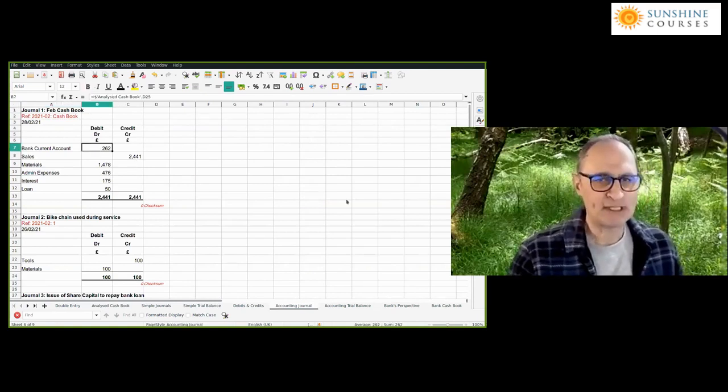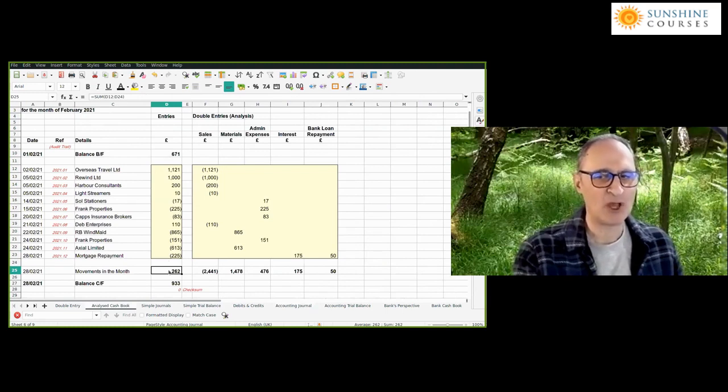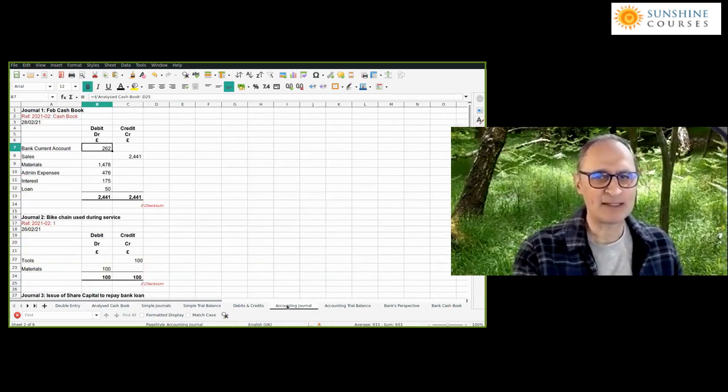We increased our bank balance by £262. So just to confirm it, we started off with £670. We increased the bank balance. The bank balance is the same as a debtor. It's an asset. It's a good thing. It's a positive thing for the business. So our asset, we increased our bank balance by £262, is a debit.